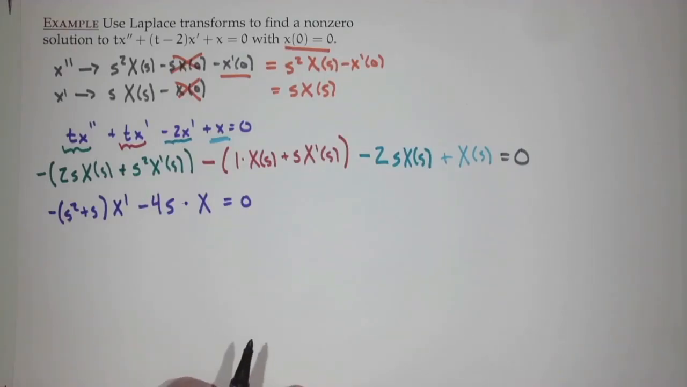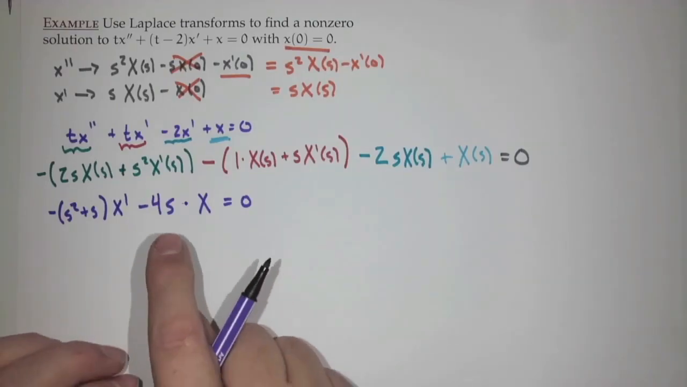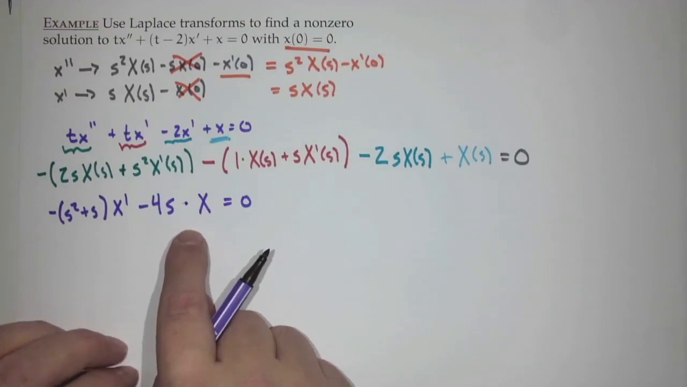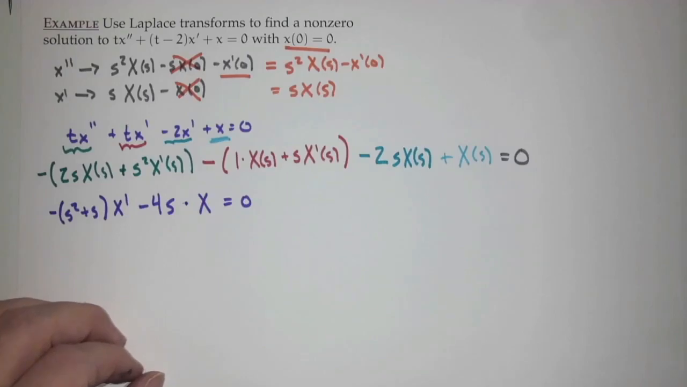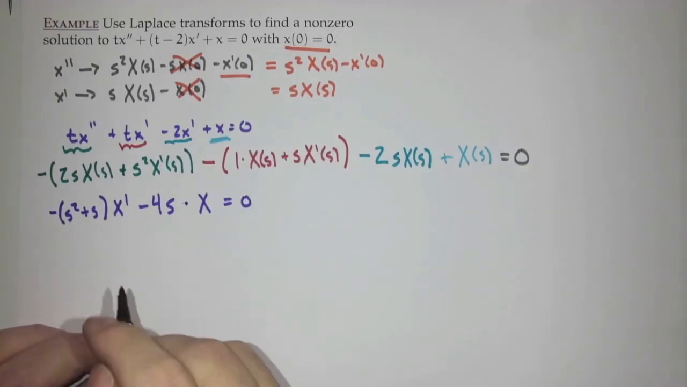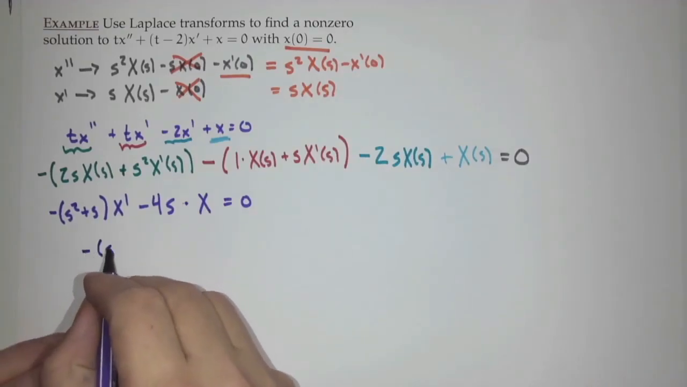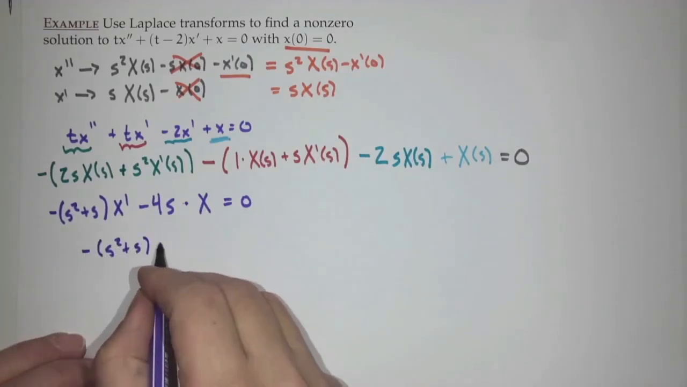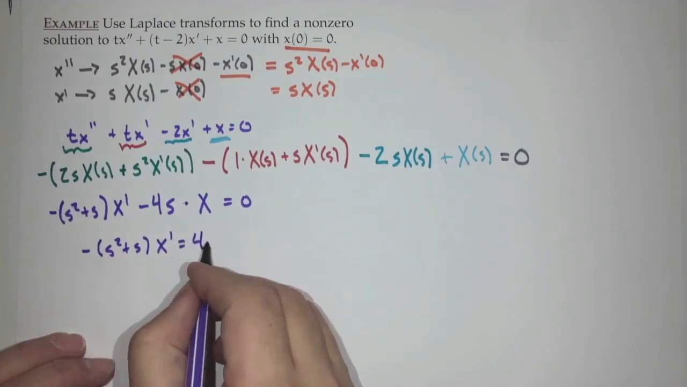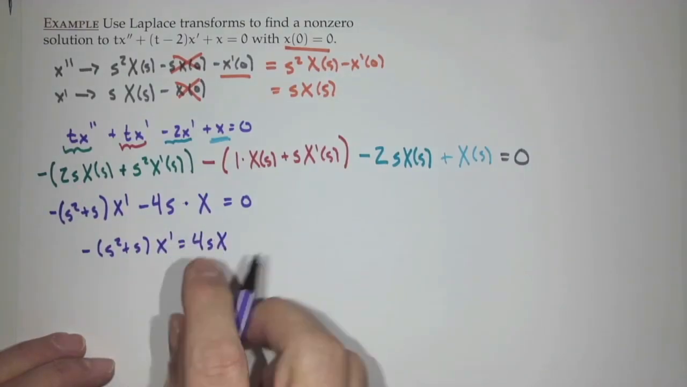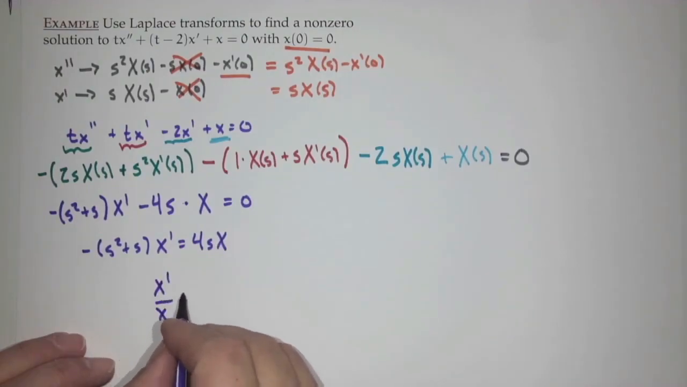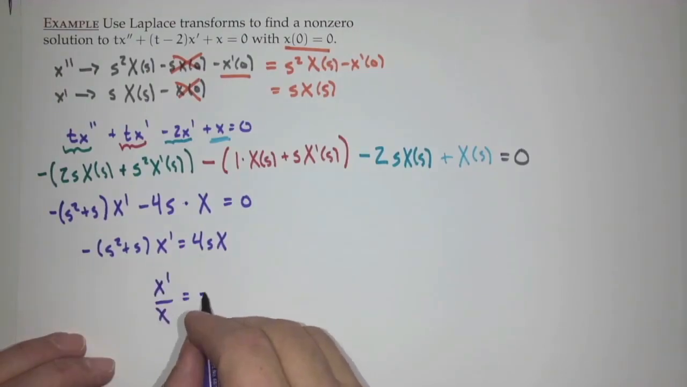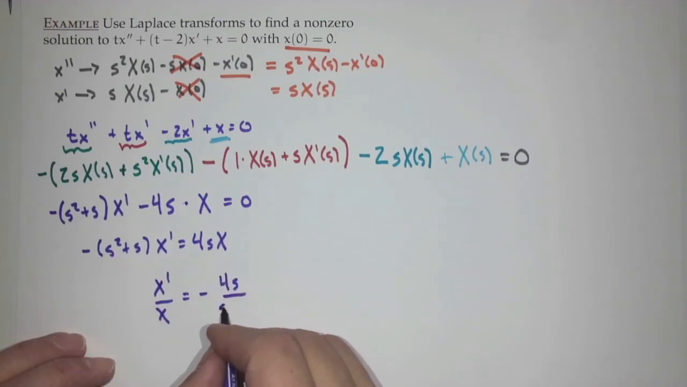There's actually a better name for this. Do you recognize this from the earliest part of the semester? Like the first kind of differential equation we learned. It's separable. This is a separable differential equation. So, for instance, you can write this as minus s squared plus s x prime equals 4s times x. And then you can move the x across, x prime over x, and move this stuff across, minus 4s over s squared plus s.